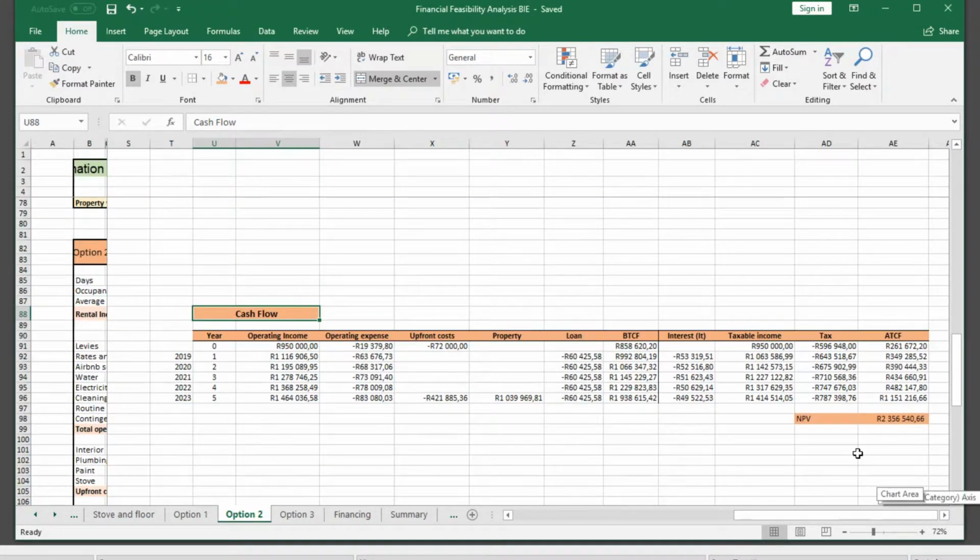Option 2's cash flow is much like option 1's, except the operating income is a salary as well as Airbnb's rental income that you have achieved through renting your property. Depreciation will not be considered in these three options because it will be made up in maintenance and contingency costs. The same procedure applies for option 2, and the NPV value calculated was the value shown.